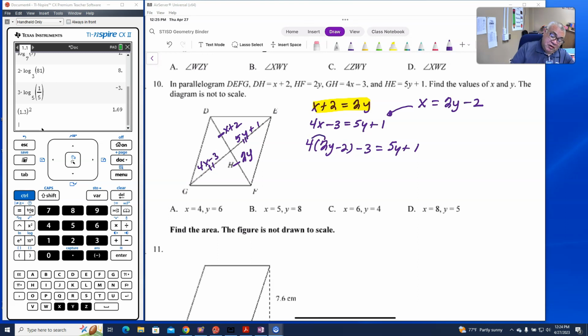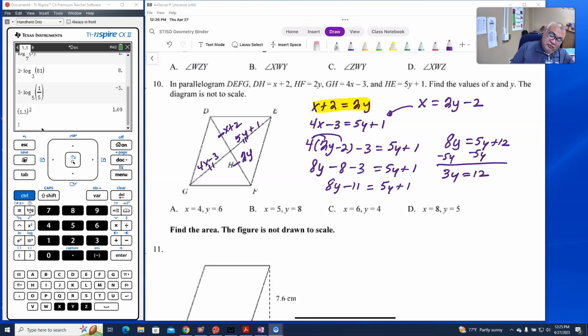So we apply the distributive property. 4 times 2y is 8y. 4 times negative 2 is minus 8. Minus 3 equals 5y plus 1. So we have 8y minus 11 equals 5y plus 1. We add 11 to both sides, so I'm going to write it here on the side. So we have 8y equals 5y plus 12. We subtract 5y from both sides. So it's 3y equals 12, divided by 3. So y equals 4.